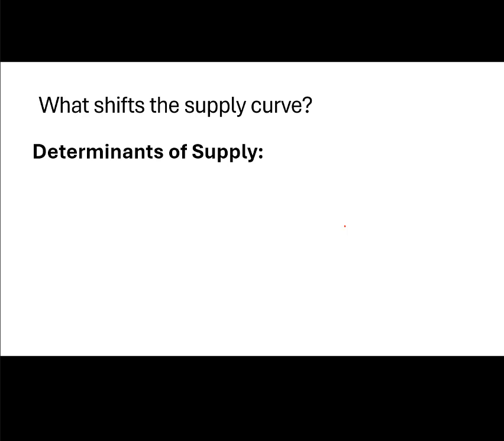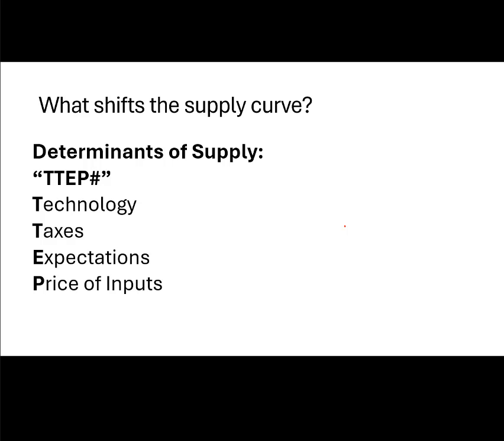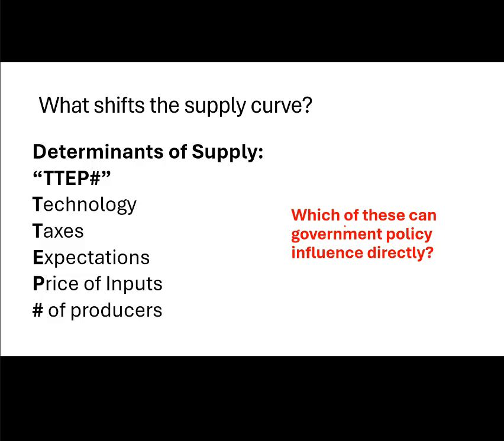So that would be the determinants of supply, of course. And if you took this class with me, or I think we covered this at the beginning of Econ 202, we have our little rubric for that, which is T-TEP number: technology, taxes, expectations, price of inputs, number of producers. So then it becomes a simple question to ask, when we're talking about government policy, which of these can government policy influence directly? And this shouldn't be a hard question to answer. That's obviously taxes, because government sets tax rates and creates tax policy.